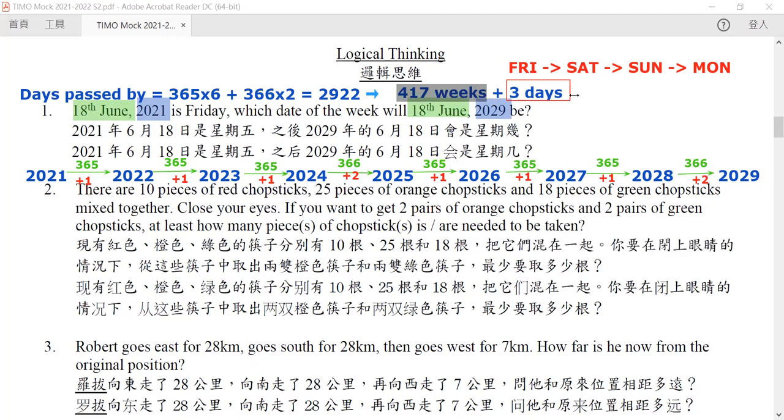But adding 10 is just equivalent to our 3 days here. So no matter which method we are using, we are still thinking that it will be equivalent to 3 days after Friday. Okay, so this is the solution of question number 1. Now let's go to question number 2.